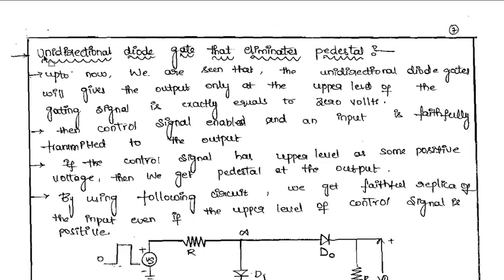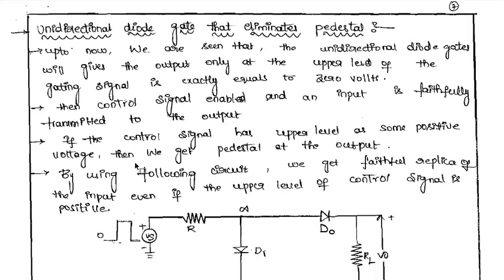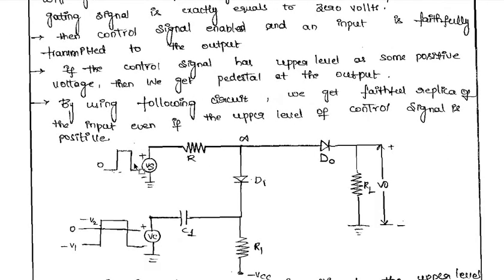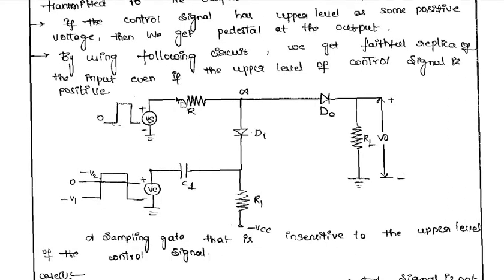Now see this topic: unidirectional diode gate that eliminates the pedestal. Till now whatever we have seen were unidirectional gates that give you exactly the output for whatever input you have given, so that was giving you faithful outputs. Now if the control signal has an upper level of positive voltage, then we get the pedestal at the output. So by using this particular circuit, we will be eliminating the pedestal. Fine.